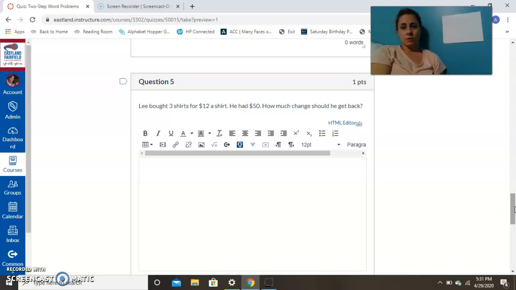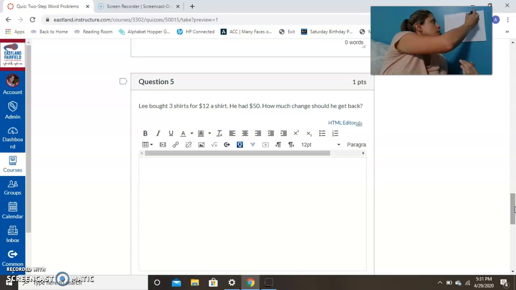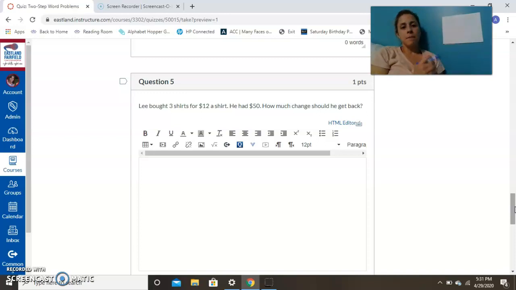So this question is very similar to one that you had on the last assignment, but I think in that one somebody was buying 4 shirts at $12 a piece. So remember, you could do 12 plus 12 plus 12 and get your answer, but the shortcut for that is to multiply. Okay, so we're going to do 3 times 12 and get 36. So now he paid with $50, spent 36. They want to know how much he's going to get back. So think about what you have to do with the 50 and this to get your final answer.